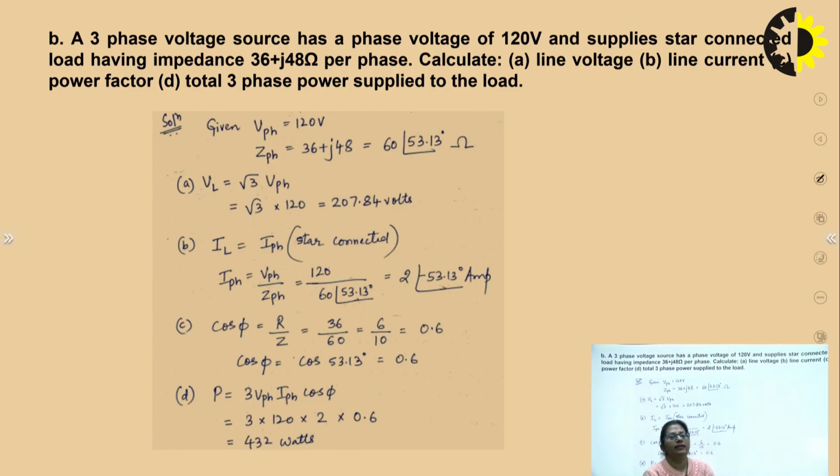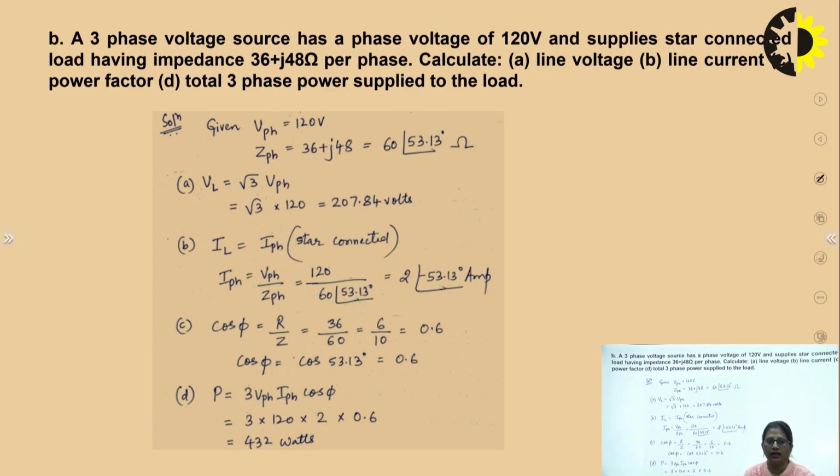Now, the things which are given to us: the phase voltage is 120 volts. We have a star connected load, so the impedance per phase is 36 + j48 ohms. I convert it into polar form, because we need to go for the division, and division is easier in polar. Converting 36 + j48 into polar form, I get 60 angle 53.13 ohms. So this is the impedance per phase.